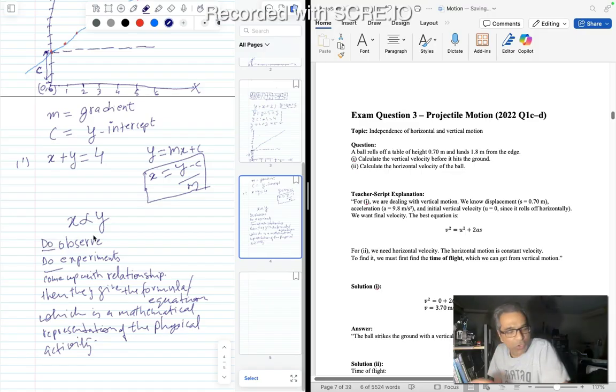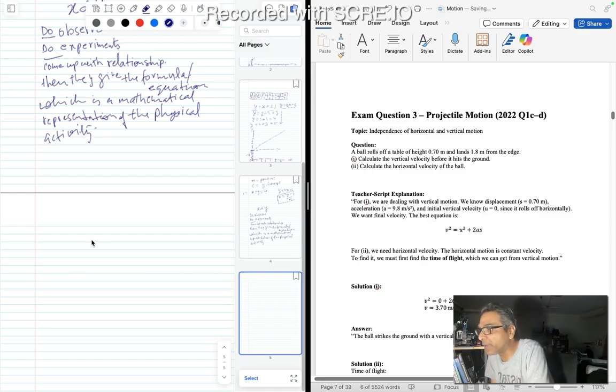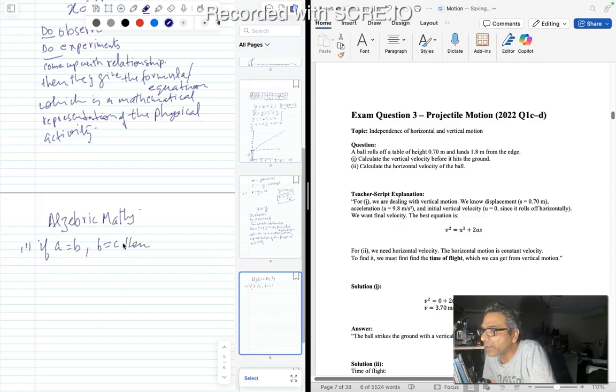Right, so now to solve these kinds of equations we need to know some algebraic operations. Right, algebraic maths, let's do something. First, if A equals B, and B equals C, then A equals C. Confirm? Right?